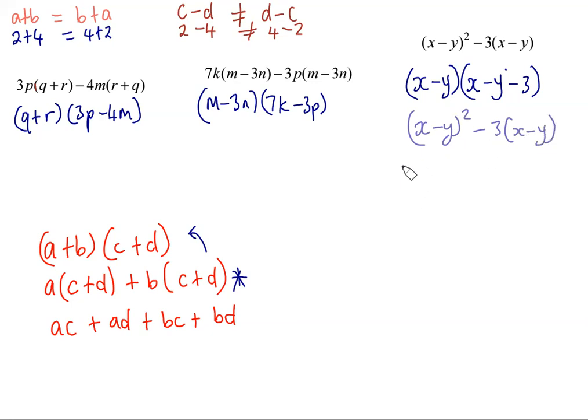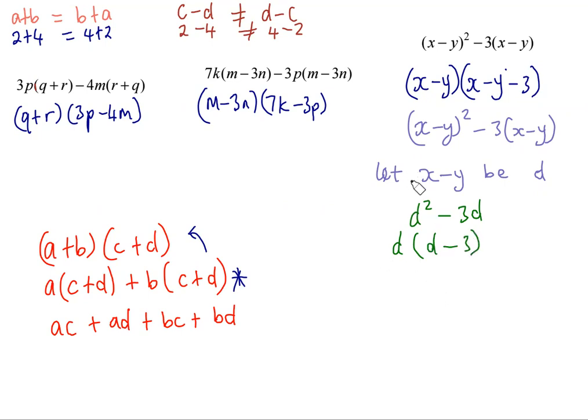Okay, now what we need to do is let x minus y be D. So let it be D. So we're going to say D squared minus 3D. And when we have got D squared minus 3D, we're going to factor out D because D is common. Then in the brackets, we're going to be left with D minus 3.